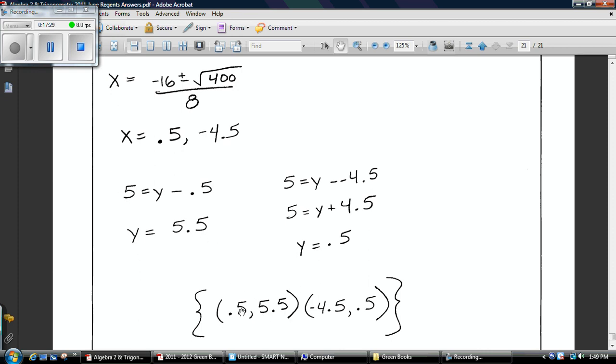Okay, so there you go. It's going to be plugging 0.5 in, we get 5.5. Plugging negative 4.5 in, we get 0.5. And there's our answer, right there. And that's the June 2011 Algebra 2 Trig Regents.